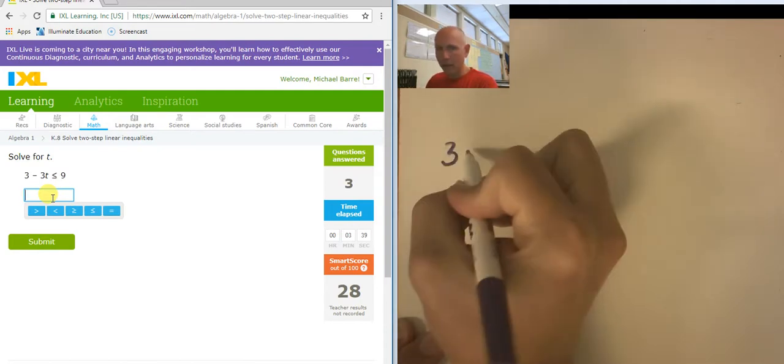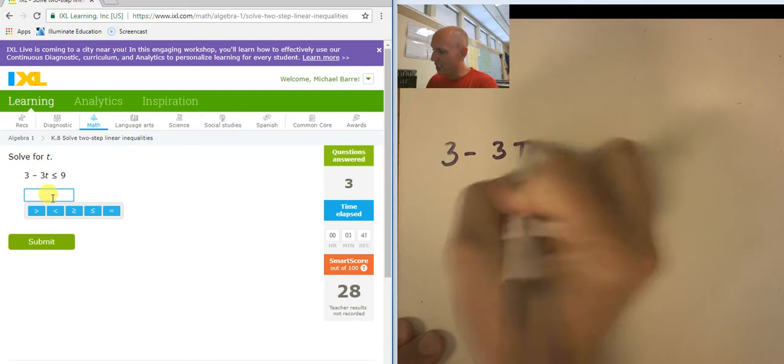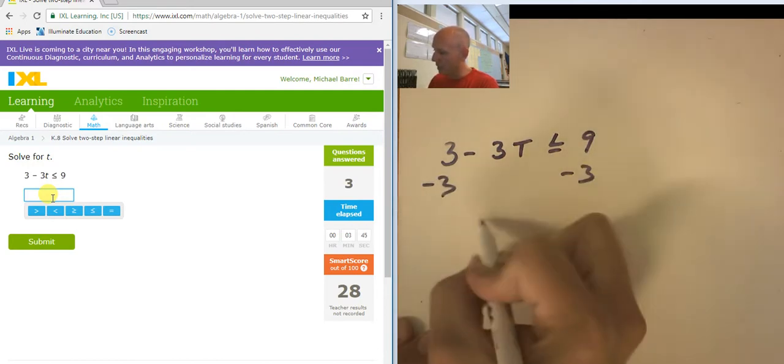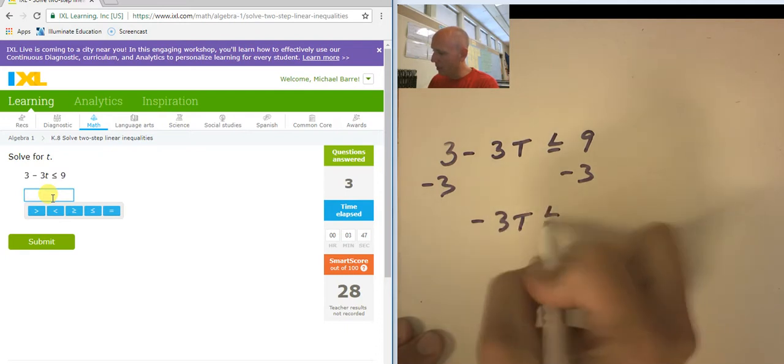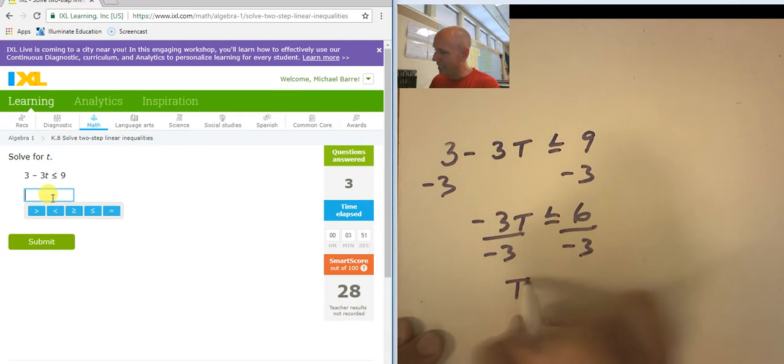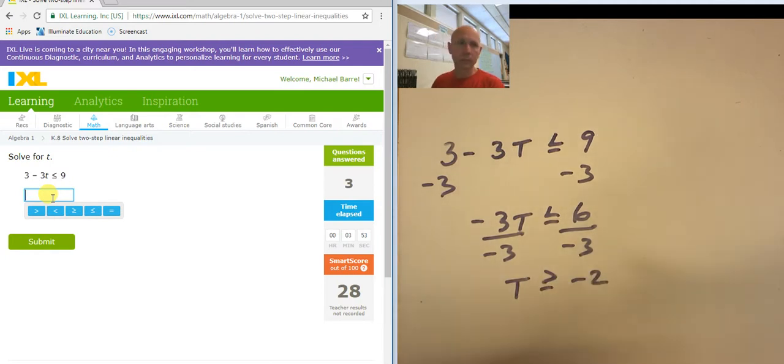3 minus 3t is less than or equal to 9. Subtracting 3 from both sides. Negative 3t is less than or equal to 6. Dividing both sides by negative 3. T is greater than or equal to negative 2. Nope. I think I got my inequality symbol wrong there. Is that right? Yep, that's right. Brilliant.